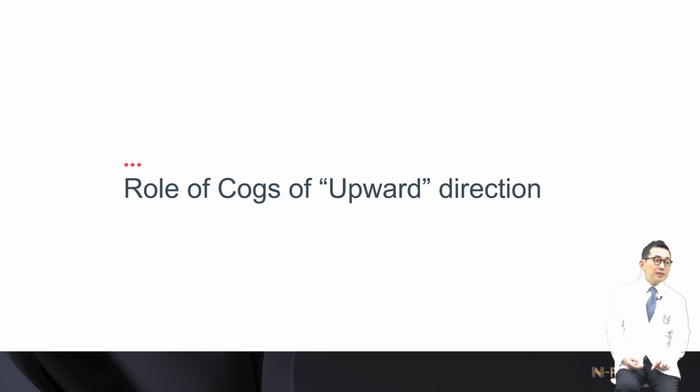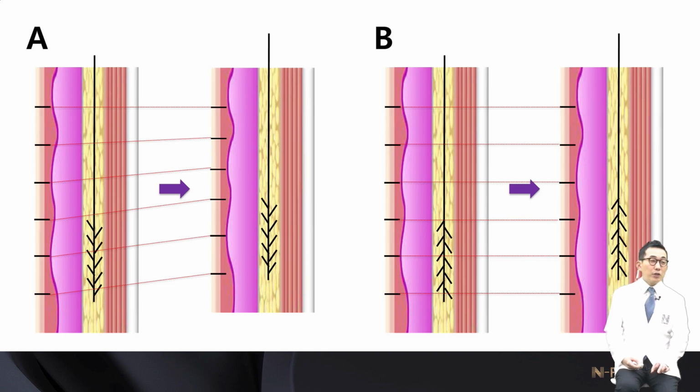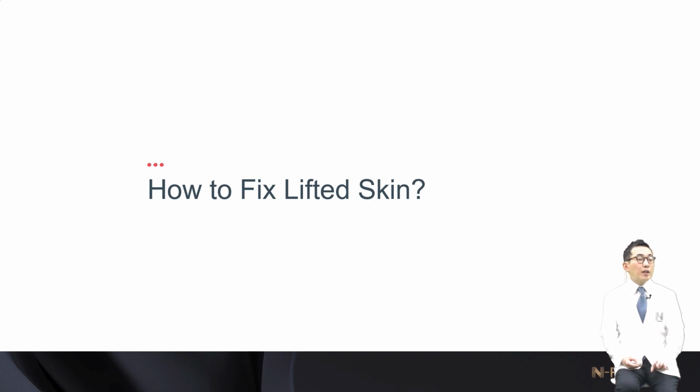Because it's for lifting, first the thread has to lift up the skin effectively. Then with what to lift up? We can use cogs with upward direction. Look at picture A. If there are cogs of upward direction, when the thread is pulled upward, the cogs bite and lift up the skin. On the other hand, as in picture B, if there are only downward cogs without upward cogs, when the thread is pulled upward, the downward cogs cannot hold the tissue, so the skin cannot be lifted and only the thread falls out.